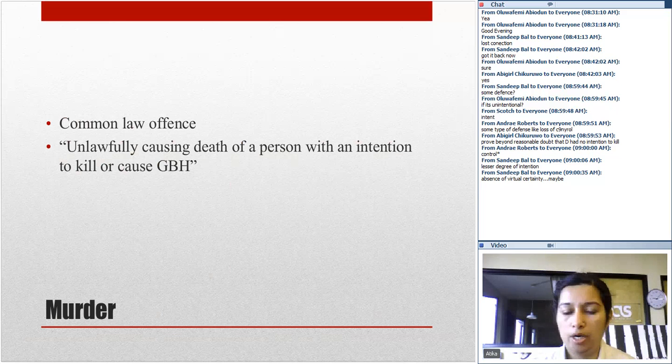Now, murder. Murder is a common law offense and the most serious one in our criminal justice system. The seriousness of murder is reflected by the mandatory life sentence, as we just saw in the previous slide. Previously, it carried the death penalty, but the death penalty was abolished by the Murder Act of 1965. Now it comes with mandatory life imprisonment.